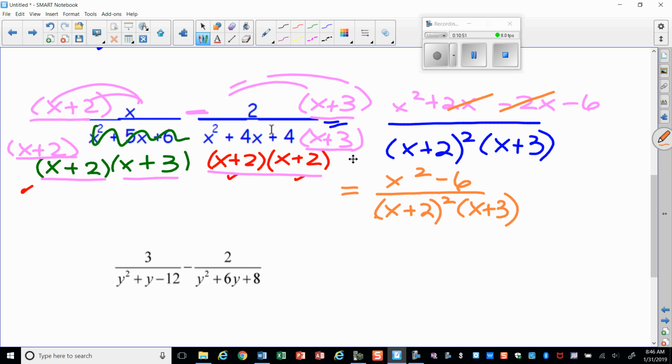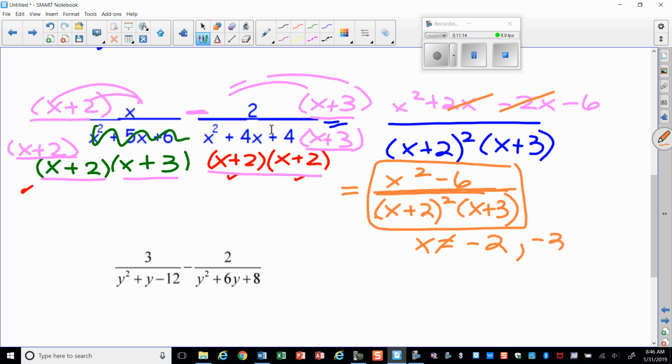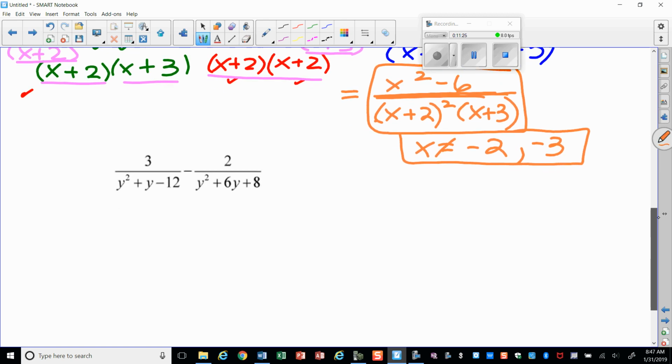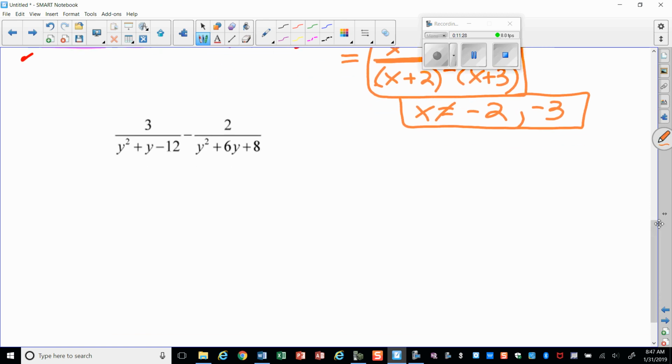Sometimes you'll see the answer is all multiplied out, right? But I'm not going to do that here. You can do that if you have to. I'll go ahead and leave this like this. And then my excluded values, so x cannot equal negative 2, because that would make that 0. And x cannot be negative 3, because that would make this one 0. All right, so those are my 2 excluded values. We just want to focus on actually getting to here. And then after that, if you need practice FOILing, we can do that separately.